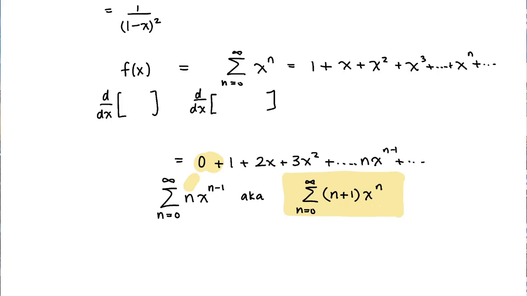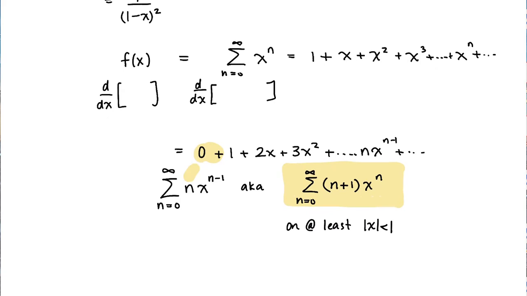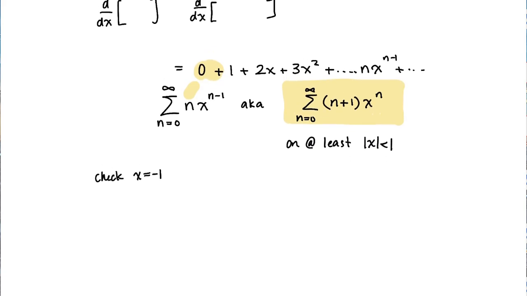And what interval do we know? It's convergent on at least the interval absolute value of x less than 1, because our original geometric series was convergent for absolute value of x less than 1. So now we need to check the endpoints. The endpoints are x equals negative 1 and x equals 1. When I plug in x equals negative 1, I get n plus 1 times negative 1 to the n.